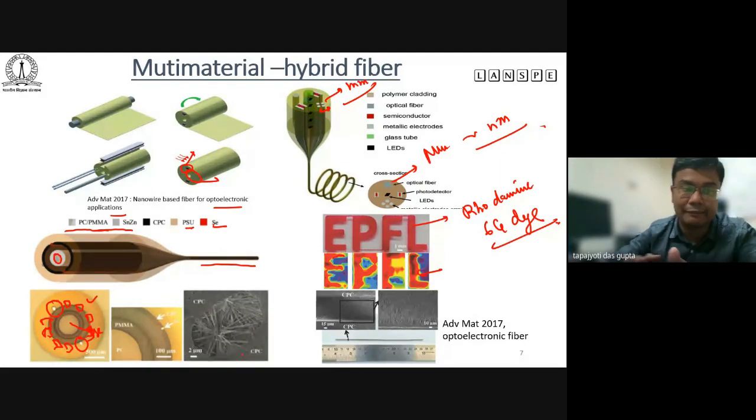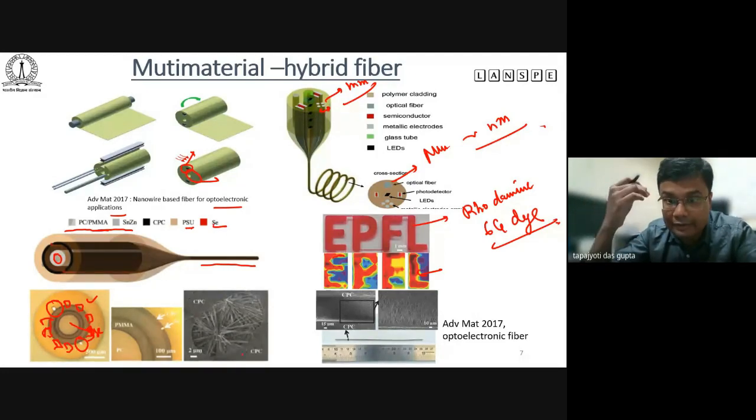So here for an example, as a proof of concept, we showed two, but you can actually go up to as many as you want. Okay, so there is no post-processing involved. Directly, selenium has been made into selenium nanowires.